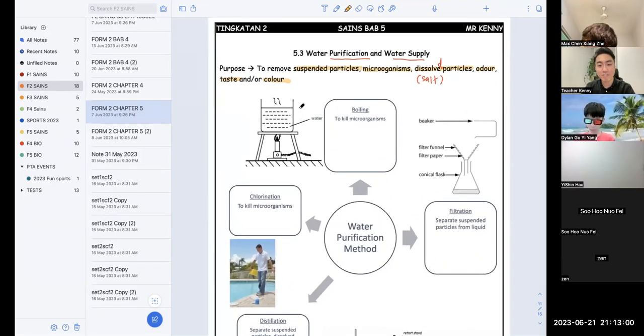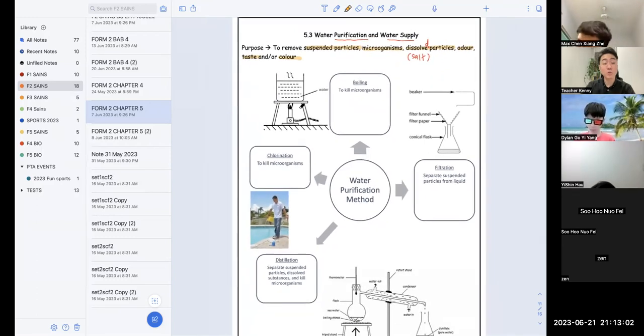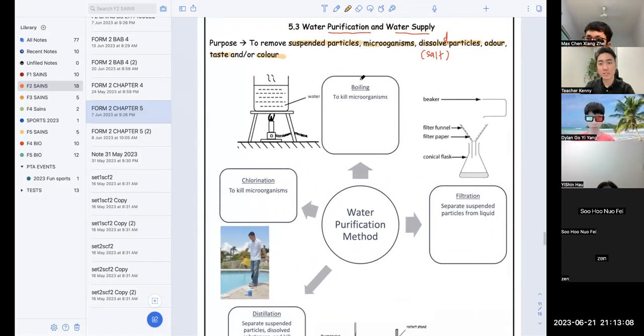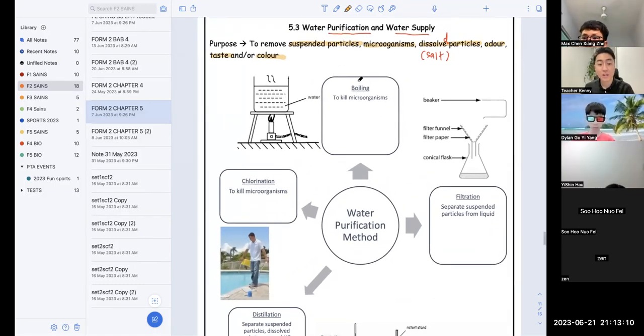Okay, now let's look at the 4 strategies we can use to get pure water, or we can get clean water. First one is boiling. Boiling kills microorganism. All agree? When you boil, it kills this one. But does it remove the sand or not? Does it remove sand? Yes, no? No, right? You boil, the sand is still floating there.